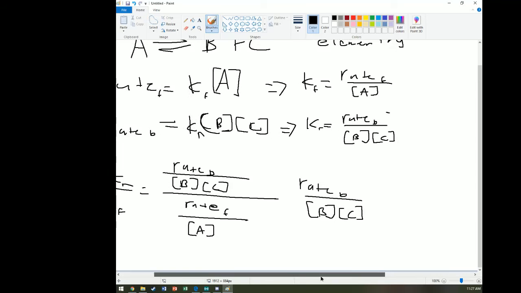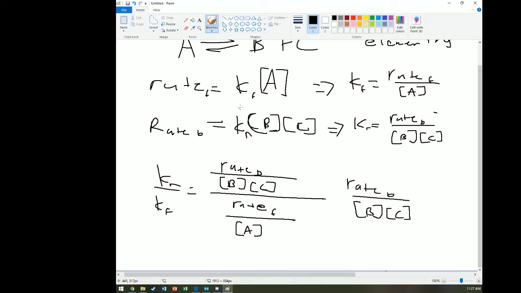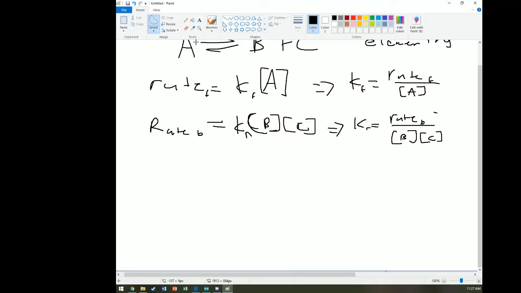Oh, I made a mistake. It should be forward over reverse. Okay, hang on one second, let me erase this over here. But the idea here is that we can use the chemical kinetics rate expression to determine the equilibrium expression.